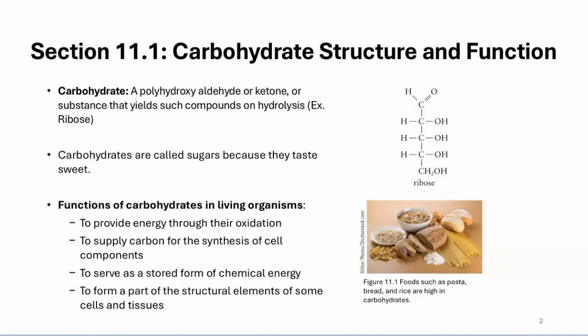There are many functions for carbohydrates in living systems. They provide energy through oxidation. They supply carbon for the synthesis of cell components. They serve as a stored form of chemical energy, and they form part of the structural elements of some cells and tissues. We actually experience carbohydrates through food. And you can see in figure 11.1 some examples of food products that have carbohydrates. They include pasta, bread, and rice.